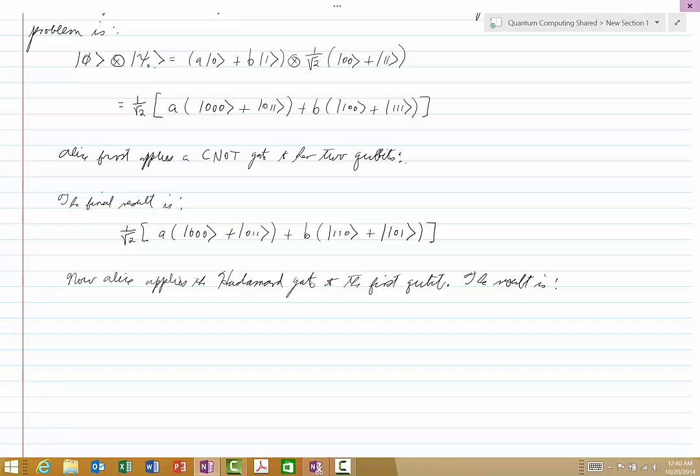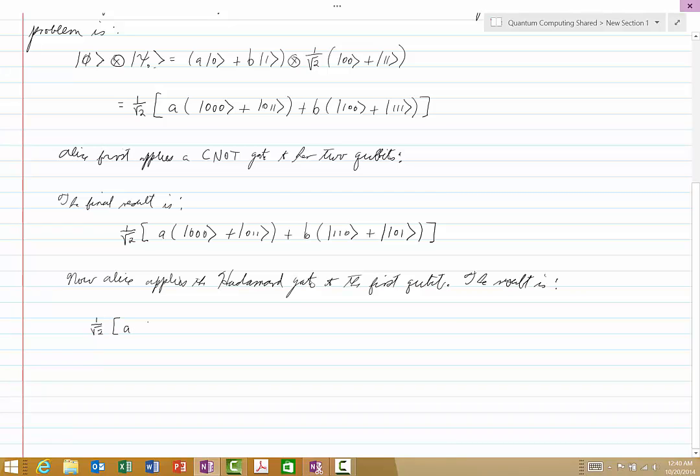Okay. So now, after applying the C0 gate to the first two qubits, Alice applies the Hadamard gate, and this time only to the first qubit. And so what will the result be this time? Well, we'll have 1 over square root of 2, and then we'll bring down the A.